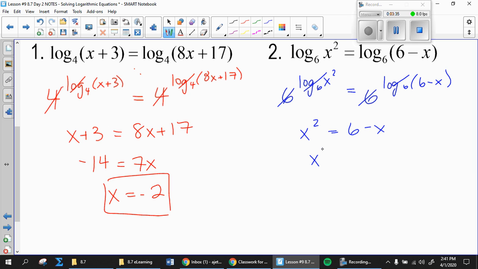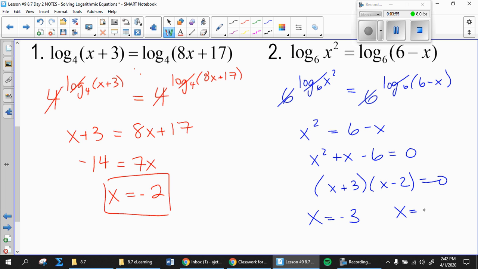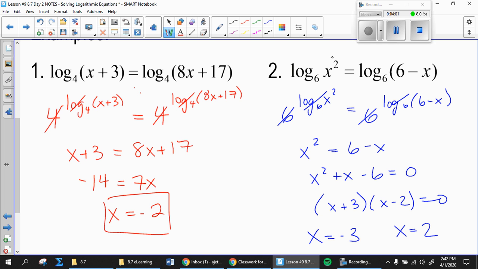And so since it's a quadratic, I'm going to get everything on one side, and then we're going to solve using whatever method we want. So this one here is factorable. So we get x plus 3, x minus 2. So that gives me x equals negative 3, x equals positive 2. When I go back up, if I plug in negative 3 here, I get negative 3 squared, which is positive 9. Plug in negative 3 here, I get 6 plus 3, which is also positive 9. So that's a good answer.